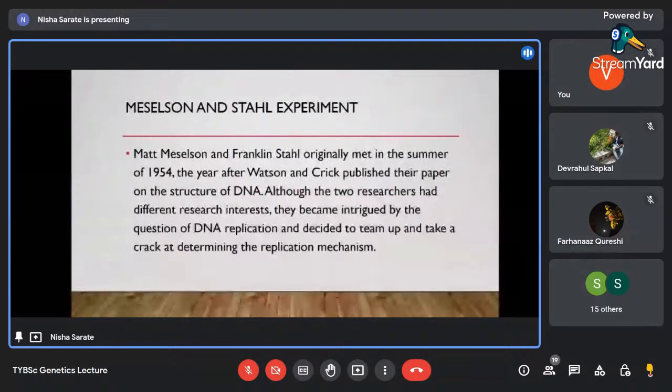Matthew Meselson and Franklin Stahl originally met in the summer of 1954, the year after Watson and Crick published their paper on the structure of DNA. The two researchers had different research interests, but they became intrigued by the question of DNA replication and decided to team up and take a crack at determining the replication mechanism.